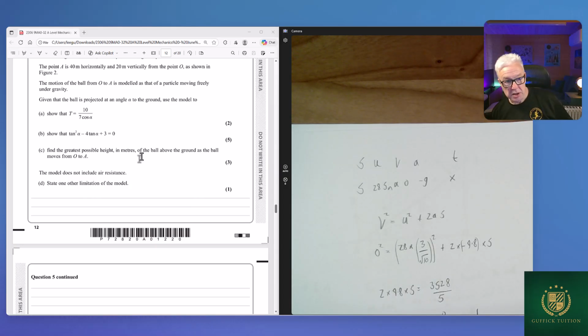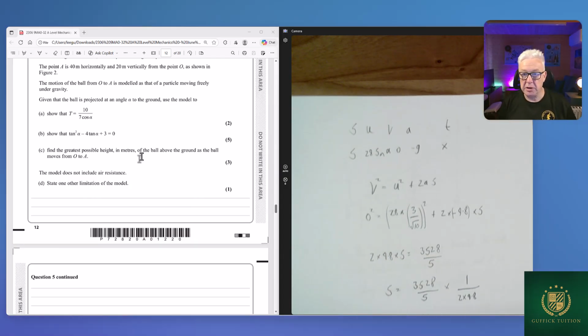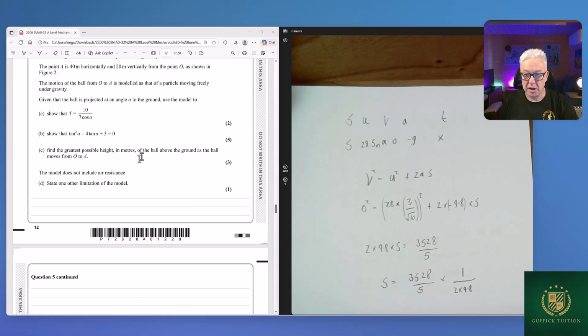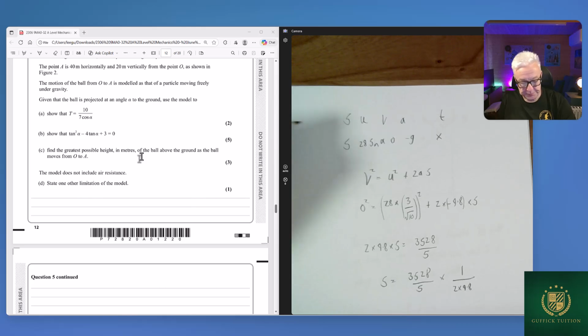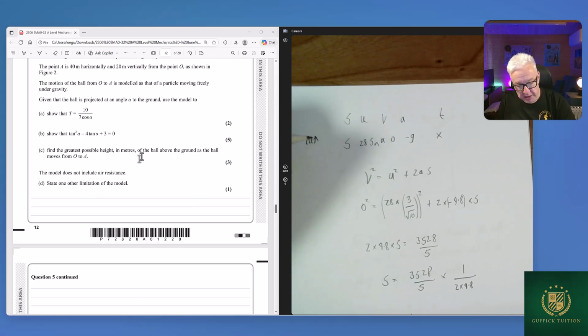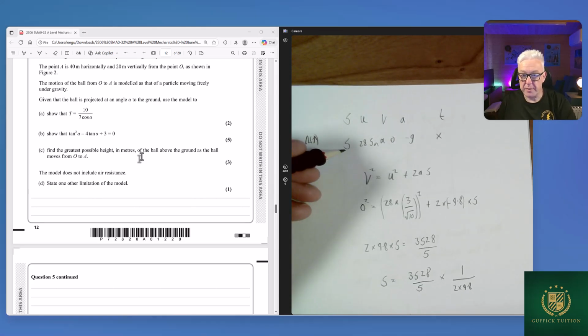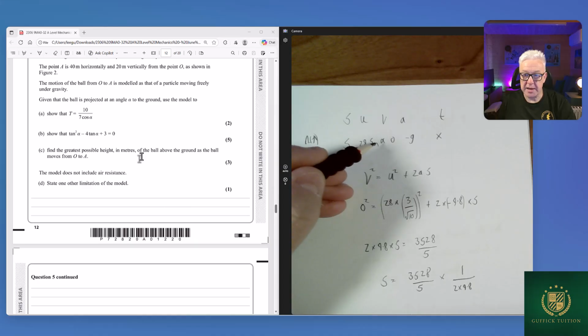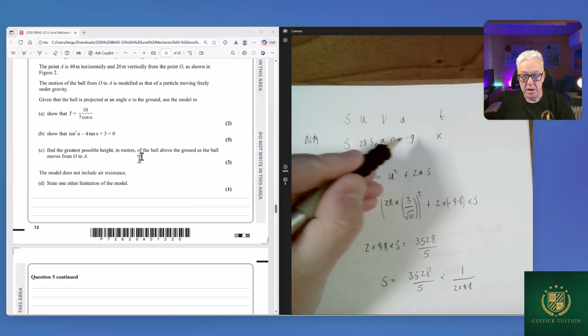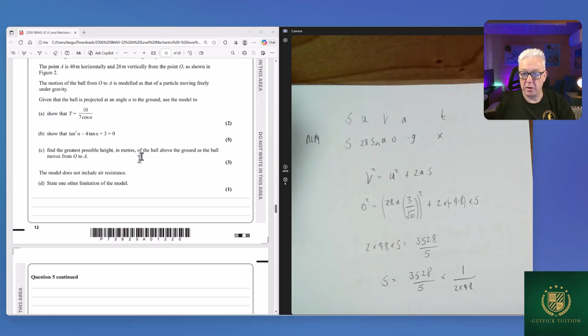Let's do it. It's back to business as usual, now we've done that little bit of an extra, where we had to think about it. Okay, so we're resolving vertically now. And what have we got? Write down suvat. We're trying to find the maximum height. Our u is 28 sine alpha, v is 0, a is minus g. We're not worried about how long it takes.